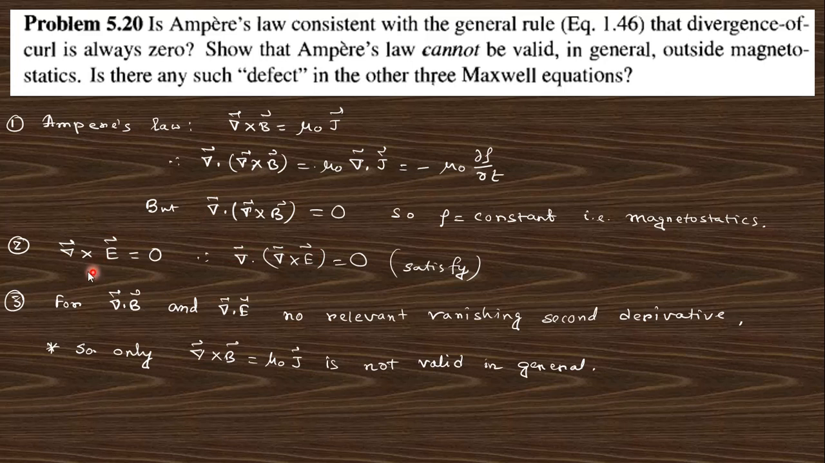So next one is curl of E is 0. So divergence of curl of E is 0, there is no problem. And for divergence of B and divergence of curl, there is no need to vanish the second derivative, so there is no problem at all. So the only problem is this equation. Go to the next one.